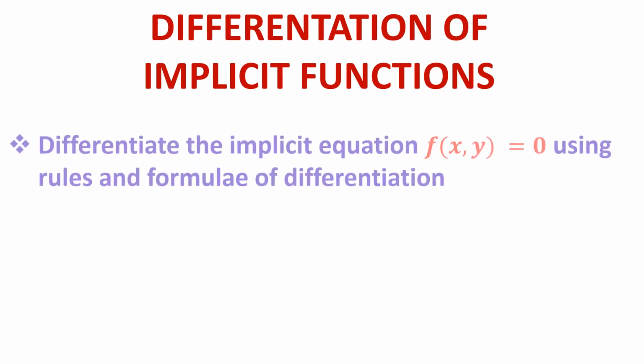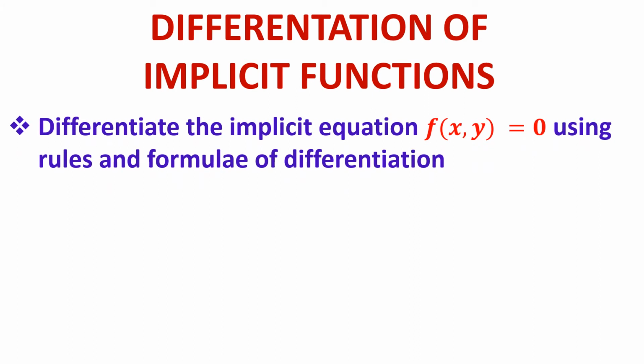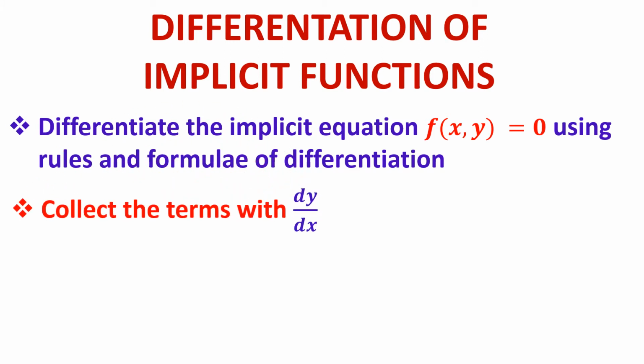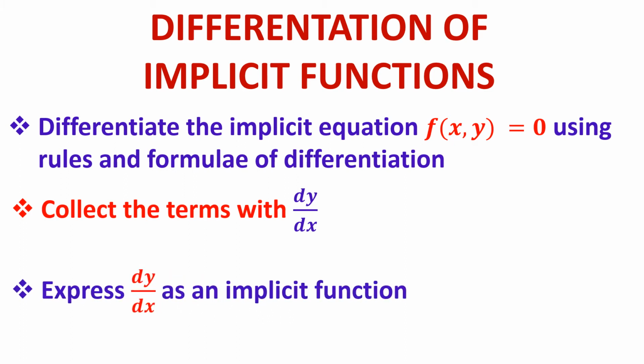Okay, let us try to learn how to find the differentiation of implicit functions. Differentiate the implicit function f of x comma y is equal to 0 using rules and formulae of differentiation. We will just differentiate from left to right by taking all the terms. We will be using the rules, product rule or division rule, whatever may be. Then collect the terms with the dy by dx. Then express dy by dx as an implicit function.